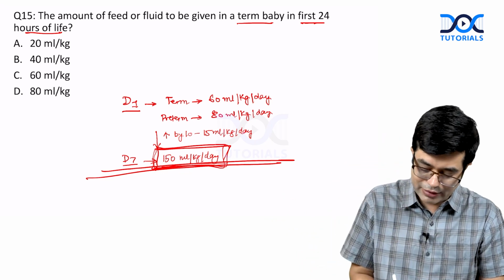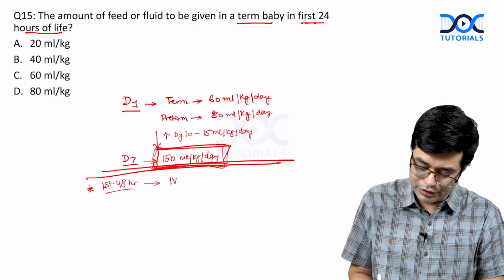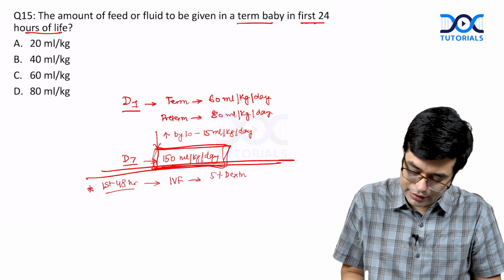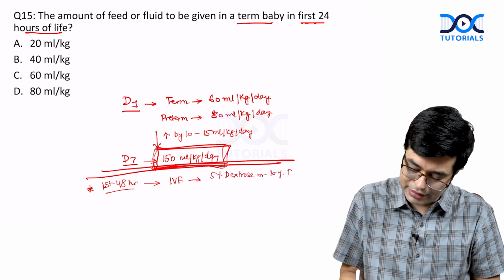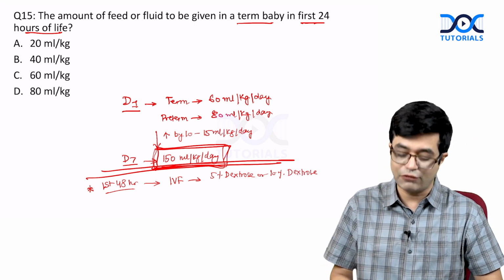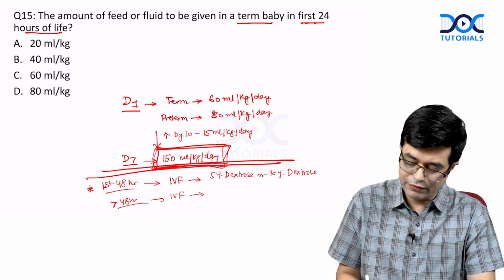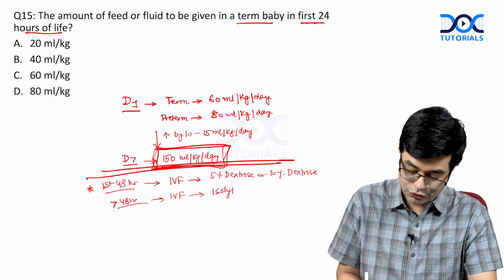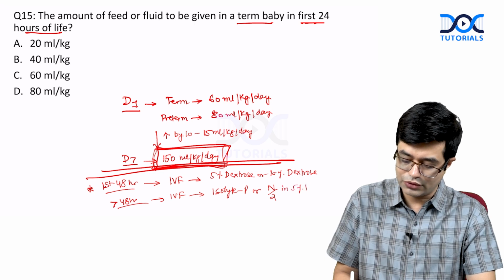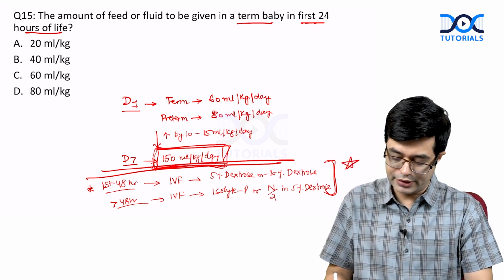Also remember, extra edge point. In the first 48 hours of life, if you have to use an IV fluid, which IV fluid will you be using? You will be using 5% dextrose or 10% dextrose. So sodium containing fluid will not be used in the first 48 hours because renal handling of sodium is not mature in the first 48 hours. After 48 hours, you can use IV fluids in the form of Isolyte P, which has sodium in it, or you can use N/2 half normal saline in 5% dextrose. So what fluids to use? This is also important. I'm putting a star here.